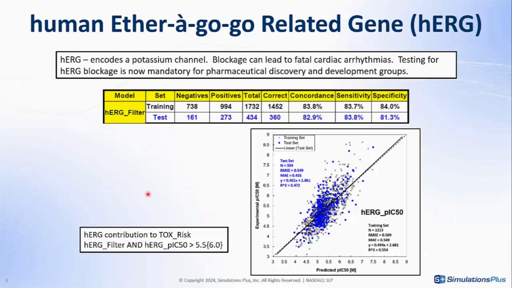And then we have contributions to tox risk, which I'll talk about on the last slide. But basically, the hERG filter has to be positive, and then for the pIC50, the penalty starts to kick in at 5.5 and is a maximum at 6.0. 6.0 would correspond to 1 micromolar IC50.